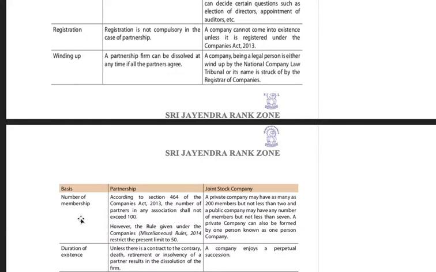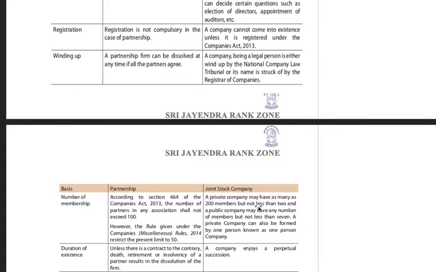Number of members. The number of members shall not exceed 100. However, the rule given under the Companies Act restricts the present limit to 50. Companies Act Section 464 says you can have up to 100 members, but the rules framed under that particular act say only 50 is the number of partners you can have in a partnership. You cannot have more than 50 partners.